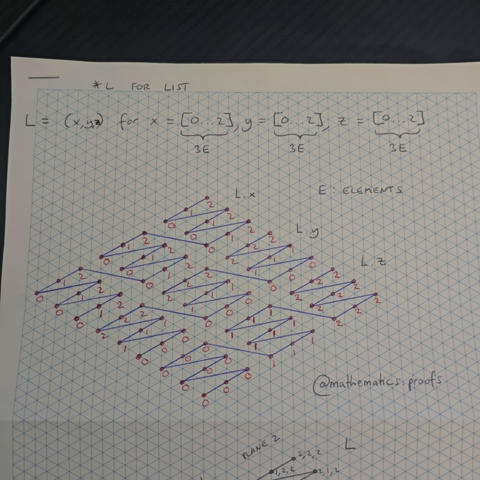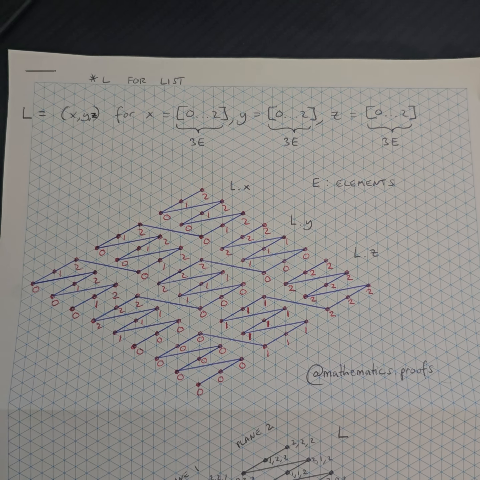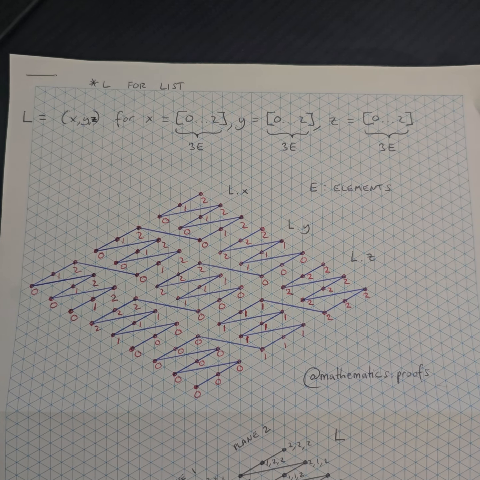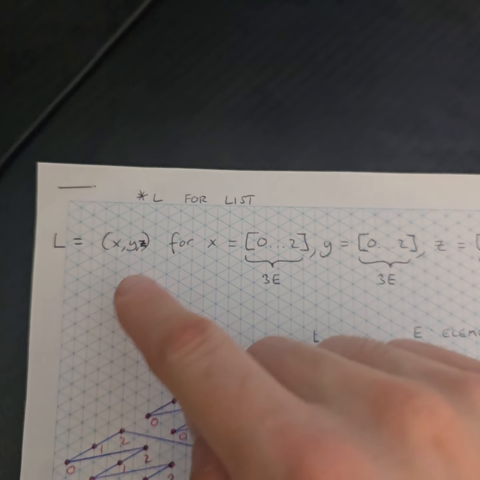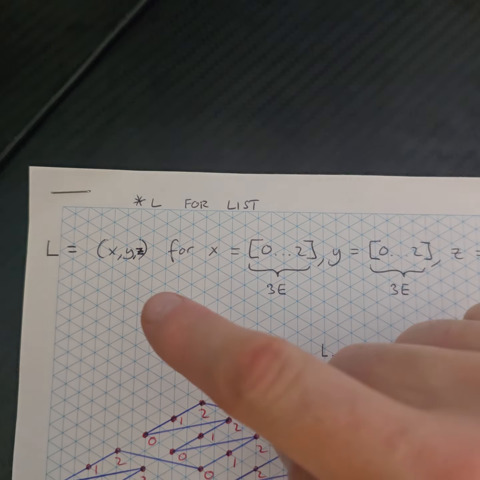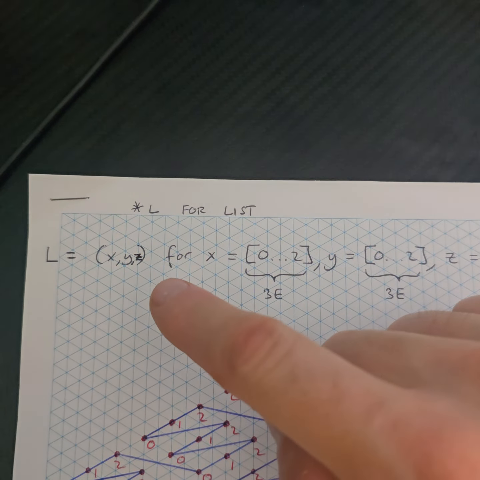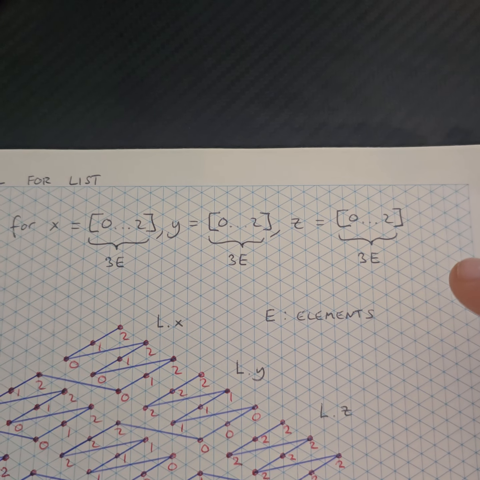Hi, in this video, I'm going to be showing you how to create a 3D array on Desmos. First of all, you can write down L for list. You can say L is equal to (X, Y, Z) for X is 0 to 2, Y is 0 to 2, Z is 0 to 2.